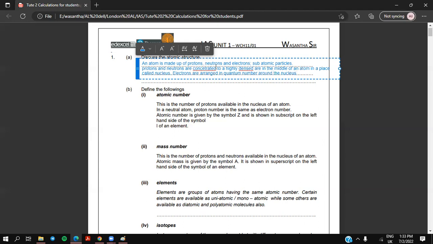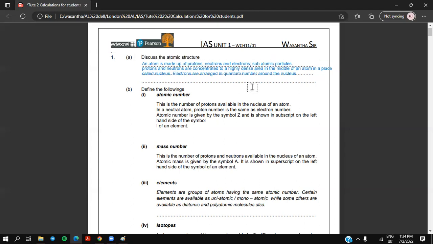This word, concentration, I always get wrong. I forget to write it in. Actually, I don't type it. Dense. Dense area. Copy down, please. This is roughly the arrangement of subatomic particles in a nucleus.